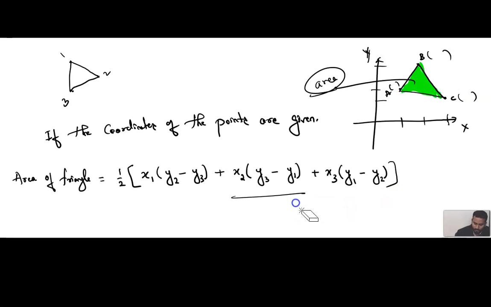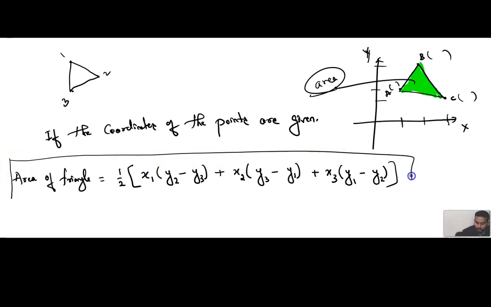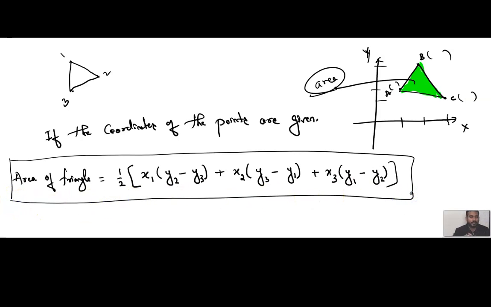Nothing to worry. But don't be in a hurry. Understand and write. So what is the formula to find the area of triangle? Half into x1 into (y2 minus y3) plus x2 into (y3 minus y1) plus x3 into (y1 minus y2). Got it? Concept is clear? Very good. So you should not forget to highlight the formula inside a box. You need to highlight it, nothing else. Is this clear, children?